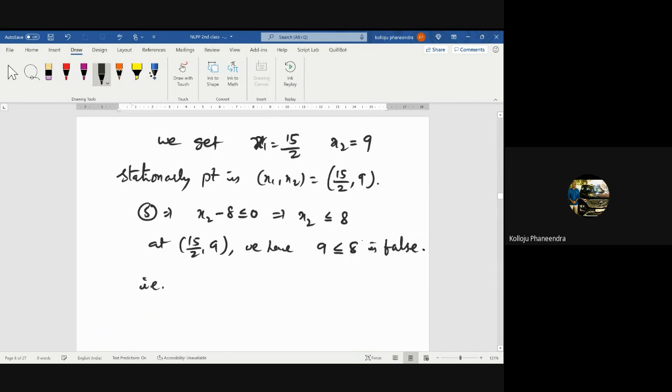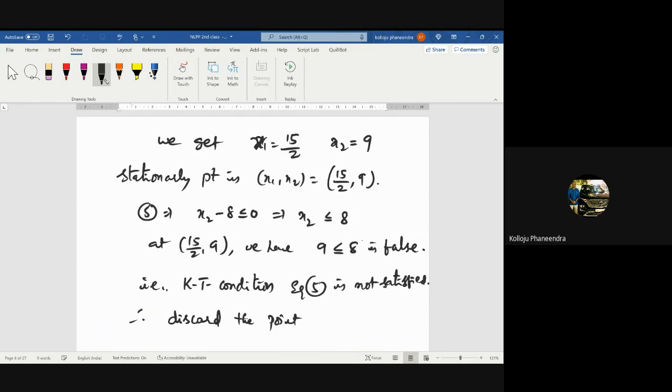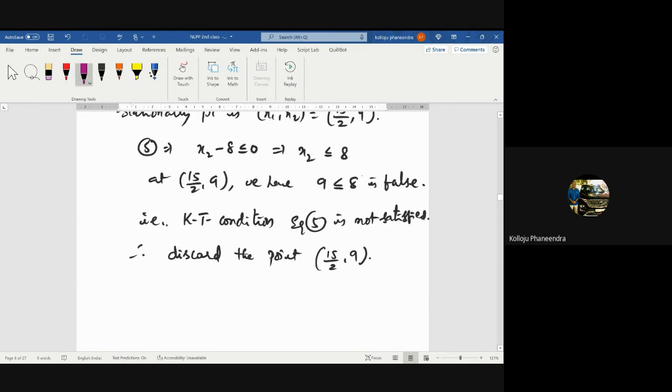KT condition, the Kuhn-Tucker condition, equation 5 is not satisfied. Therefore, discard or reject the point 15 by 2 comma 9. This is not the solution. Okay, next case. What is the second case? Let me consider case 2.